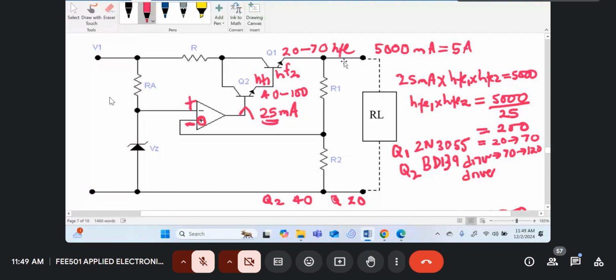How did I get the 20 amperes? I get the maximum current that the op-amp can supply from the manufacturer, then multiply it with the worst case gain of the first transistor times the worst case gain of the second transistor, which is a power transistor, and it will supply for me the current. So I hope that is understood.